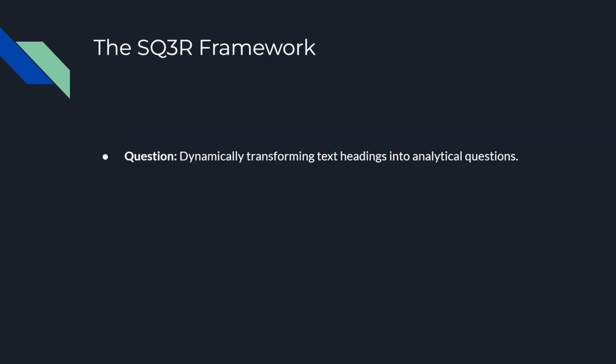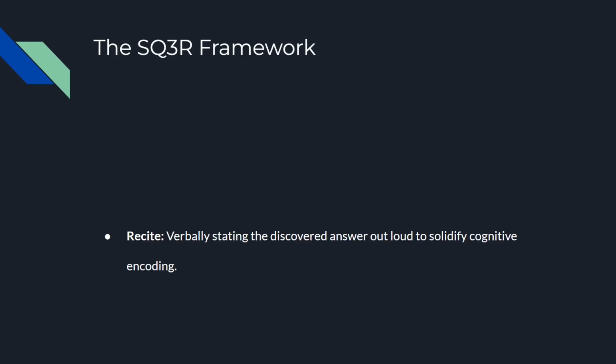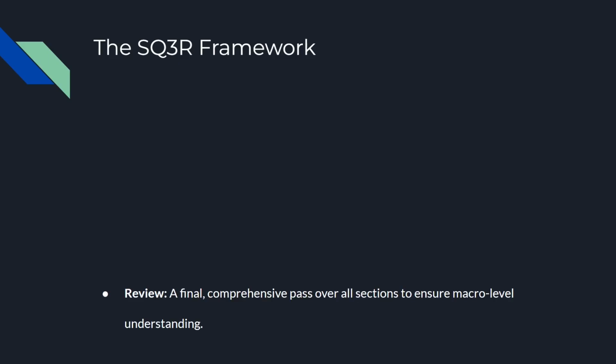Second, you question the reading by turning those headings into questions themselves. This makes you think and question ahead of time the content you are about to read. Third, you actually do the reading. But once you find the answer to the question you are looking for, you must move on immediately to the next section. Fourth, you recite the answer that you found out loud to help yourself retain the knowledge. And finally, you review everything you learned from the whole reading after reaching the end to cement the topics.